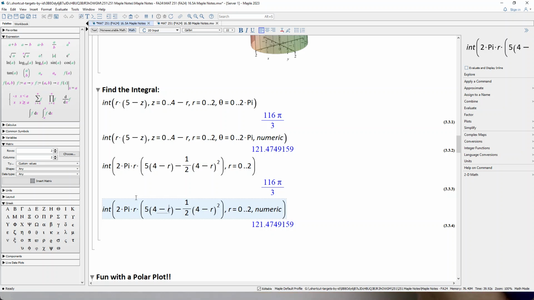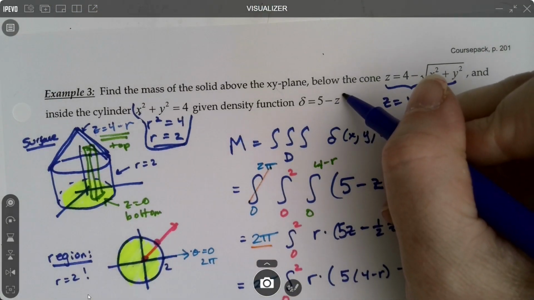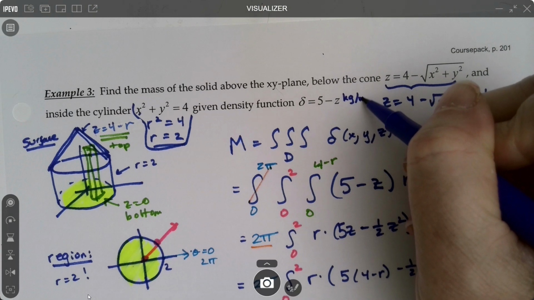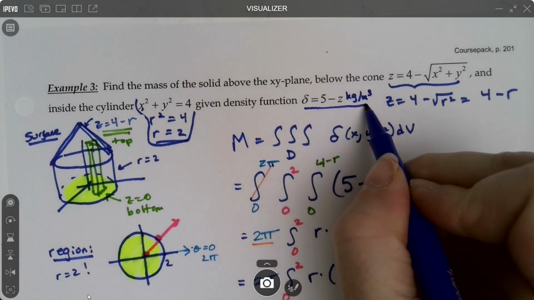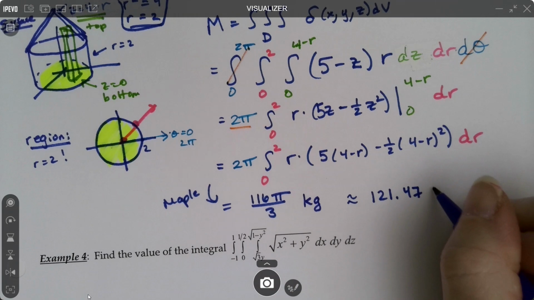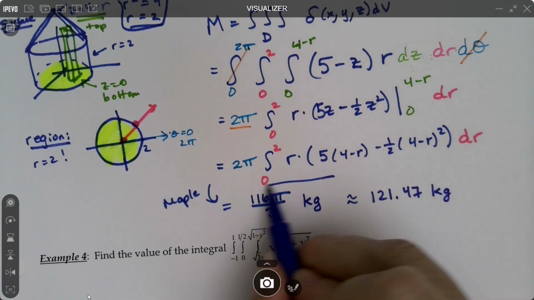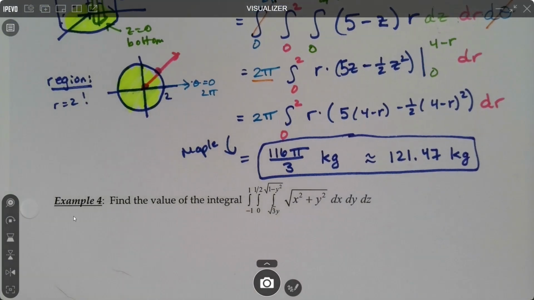Now, the one thing I will say is that I should have given us units on this, and I didn't. So let's pretend this was in kg per meters cubed, just for the fun of it, right? So if that's kg per meters cubed, then this is kg, kilograms, because it's a mass at the end, and mass is measured in grams, kilograms, all that kind of stuff.